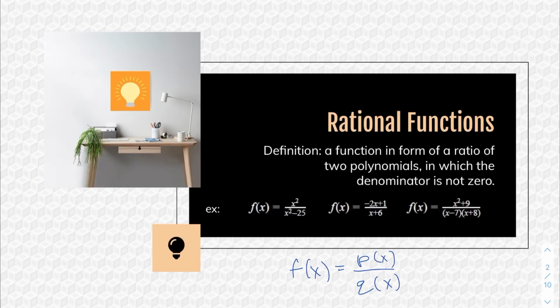The equation f of x is equal to x squared over x squared minus 25 shows that p of x is x squared and x squared minus 25 is q of x. Knowing this, when the value of x is 5, which will zero the denominator, the function output becomes undefined.